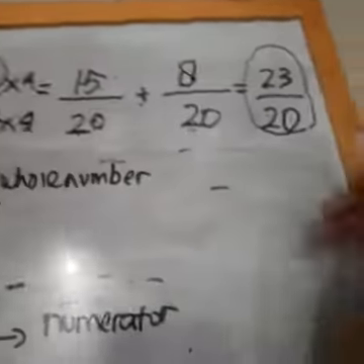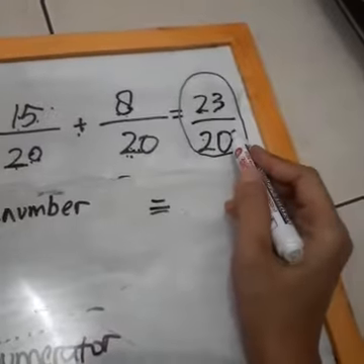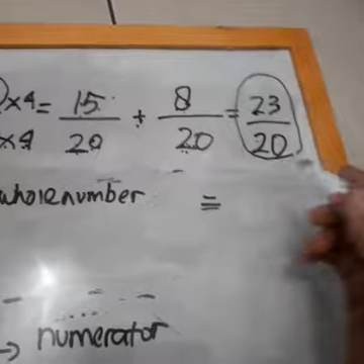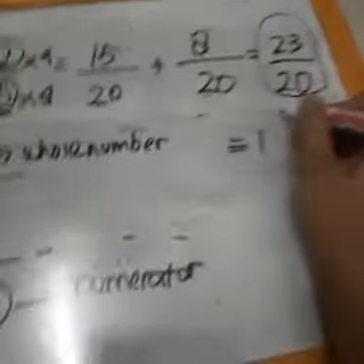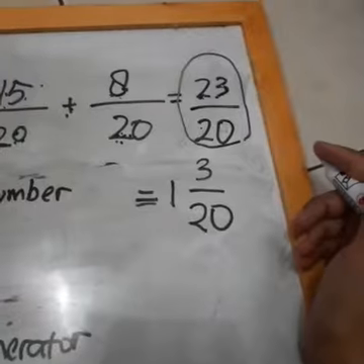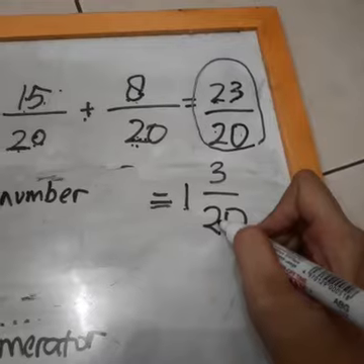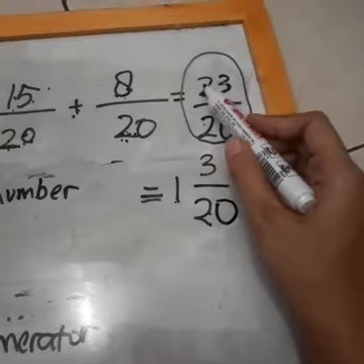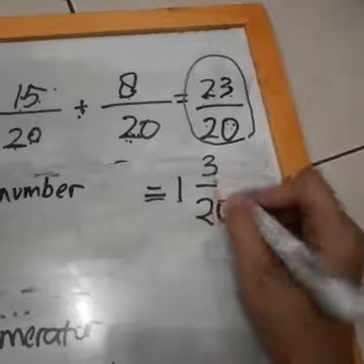So we can write here 23/20, and we can change it to a mixed fraction, which is 1 3/20. So the final answer is 1 3/20. They have the same value. 23/20 is the same as 1 3/20.